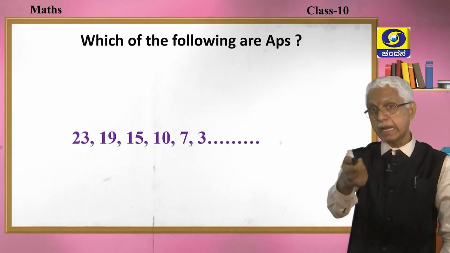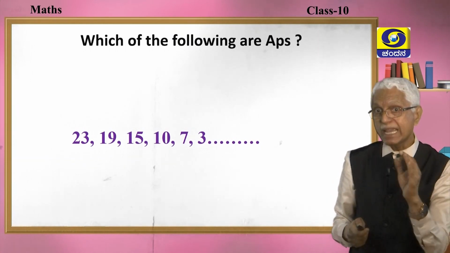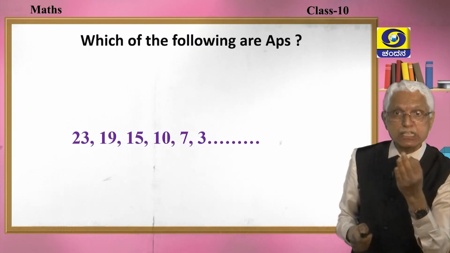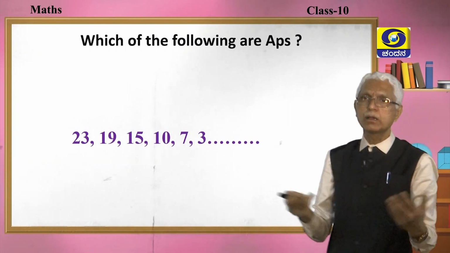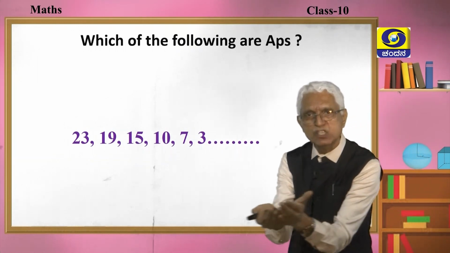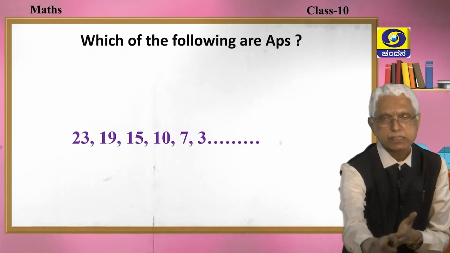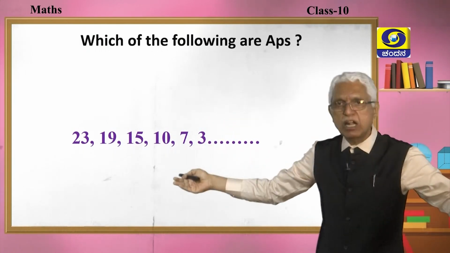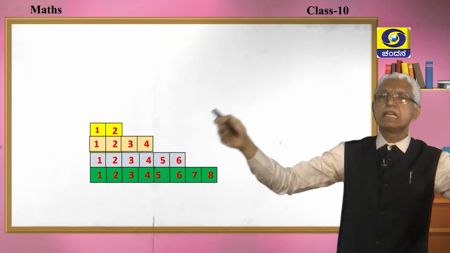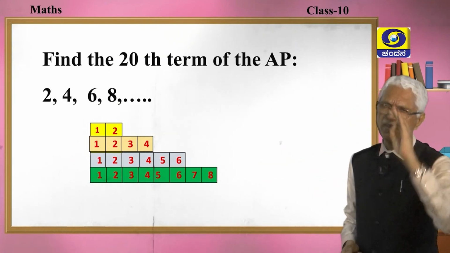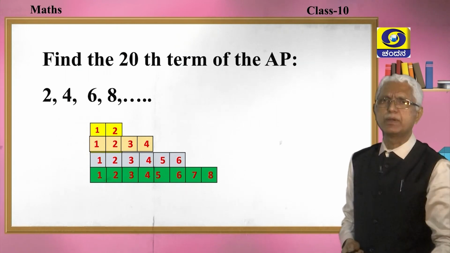Check here. 19 minus 23 is minus 4. 15 minus 19, minus 4. 10 minus 15, minus 5. My God, I observed the common difference when I started, but when I took the fourth term minus the third term, I did not get the same common difference. Hence, it is not an AP. Wonderful. So, by now you are very sure of what is an AP. It must have a common difference.